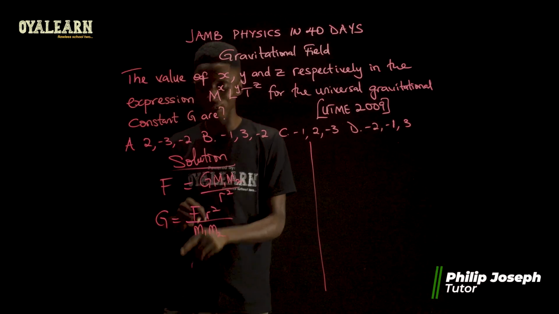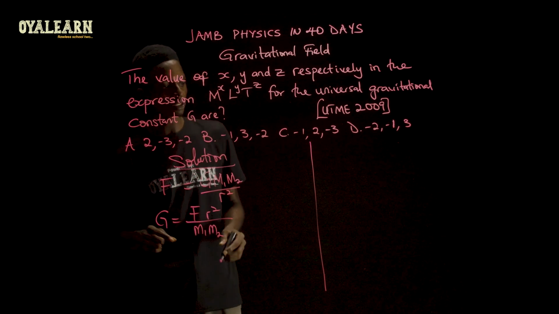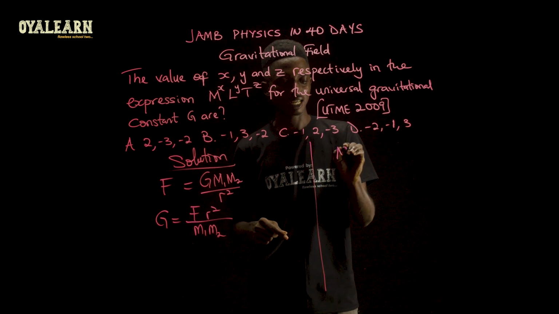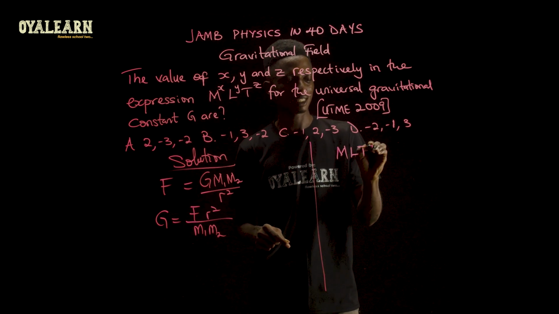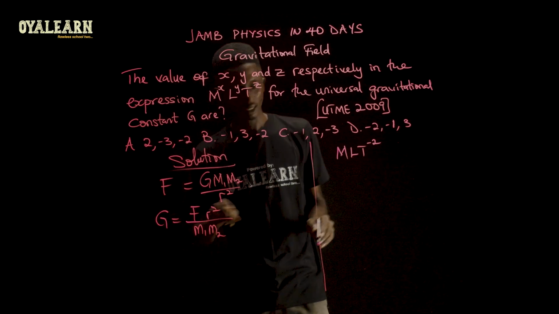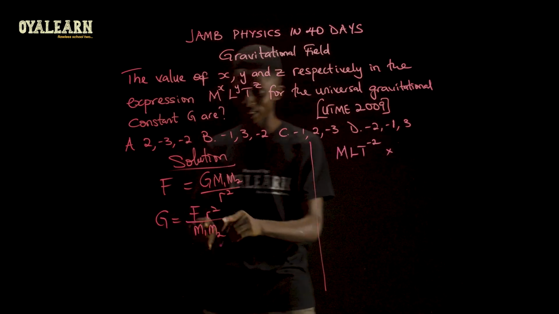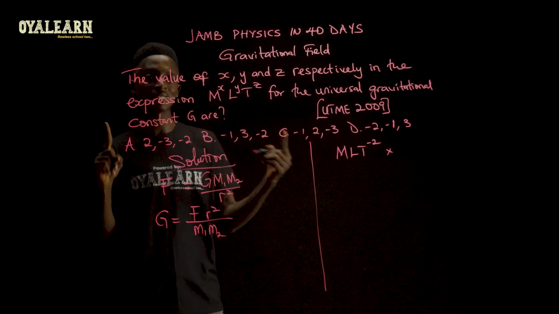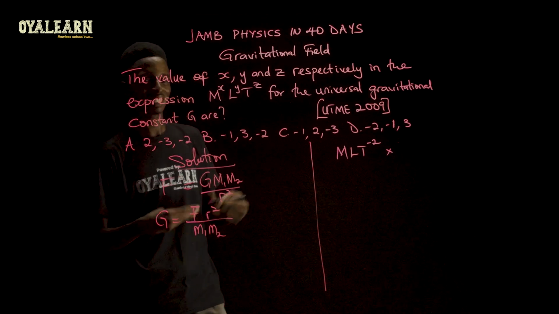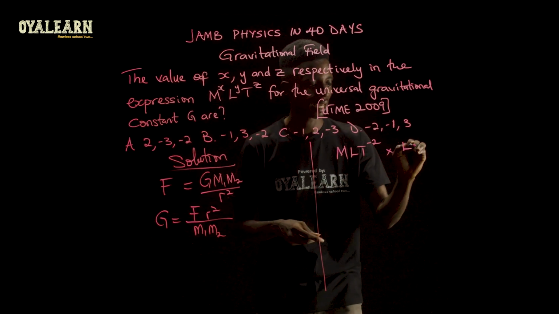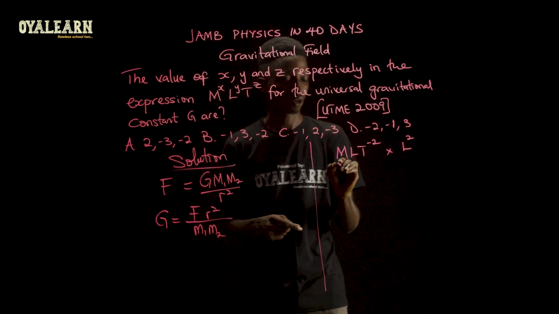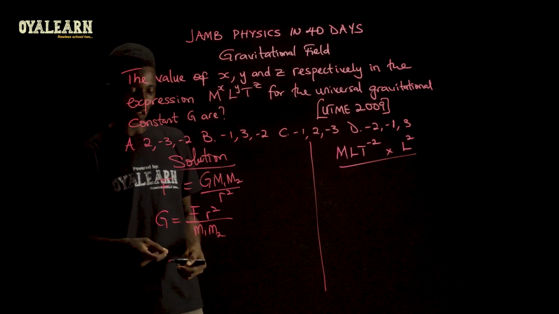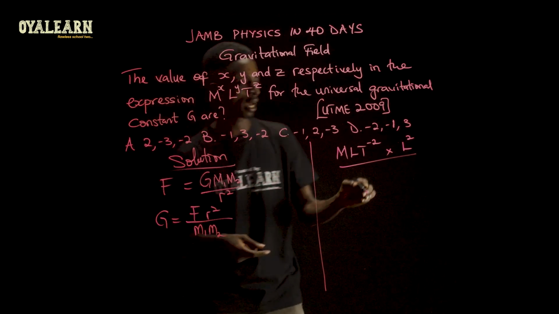Now, applying dimensions, let's find the dimension of force. The dimension of force is M L T to the power of minus 2. Now, we're going to multiply this by the dimension for radius, for length squared, where r is the distance between the two objects. So that is length times length. So we're going to be having L squared here. All divided by mass, and the dimension for mass is M. So M times M, we have M squared.